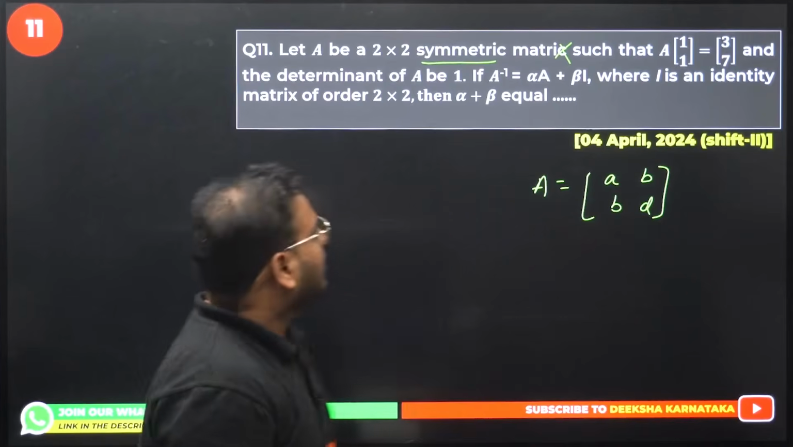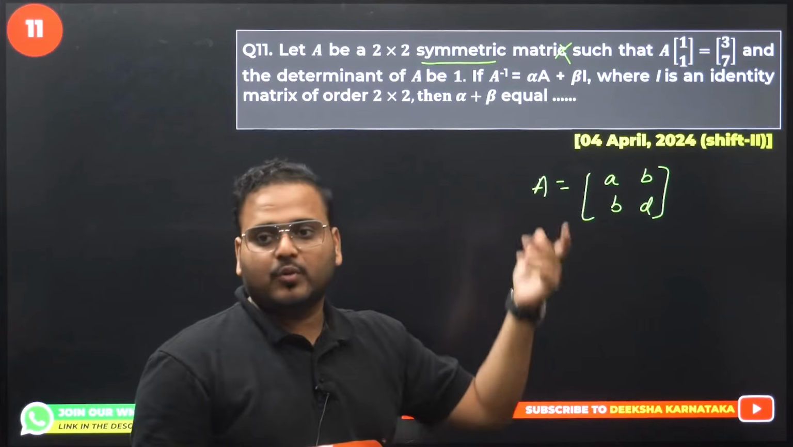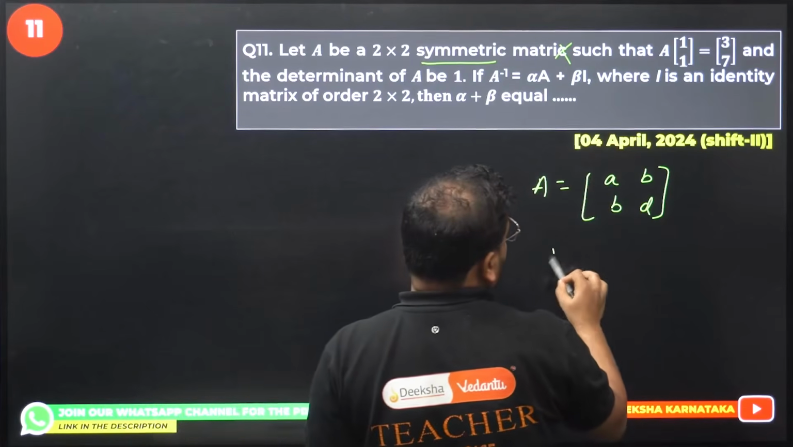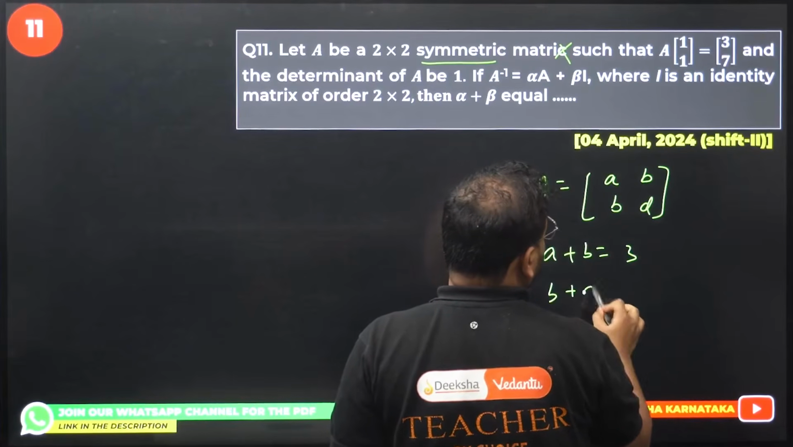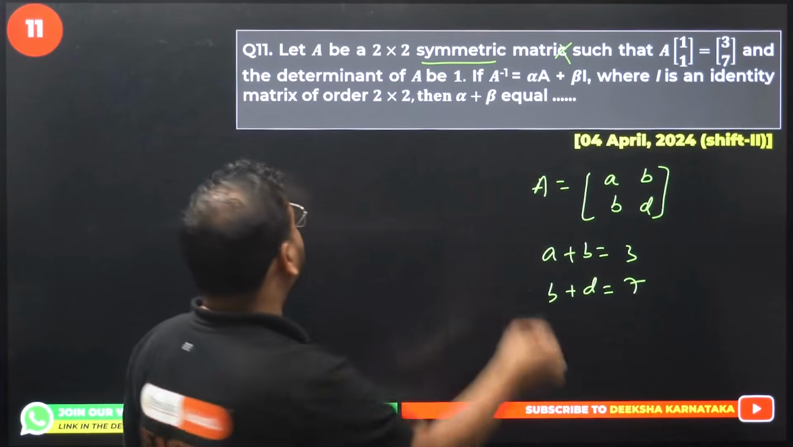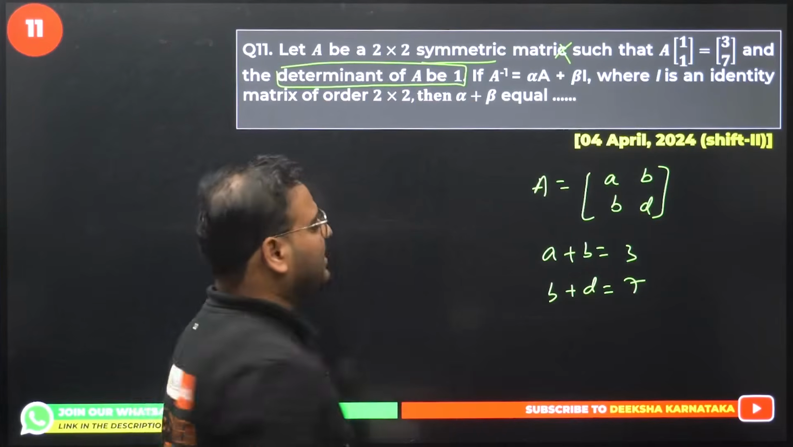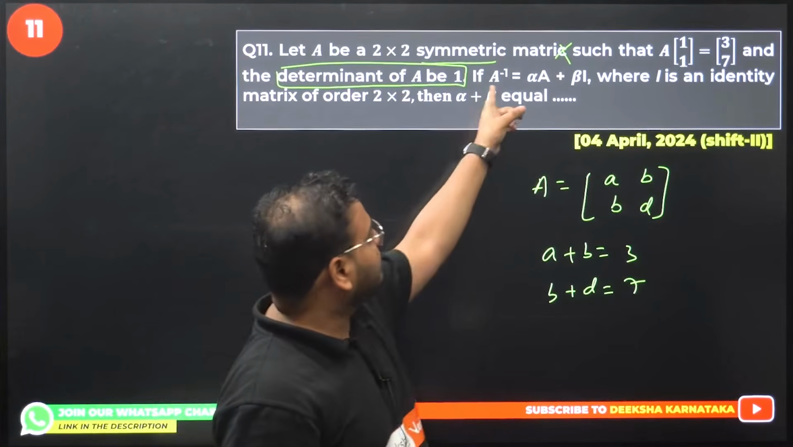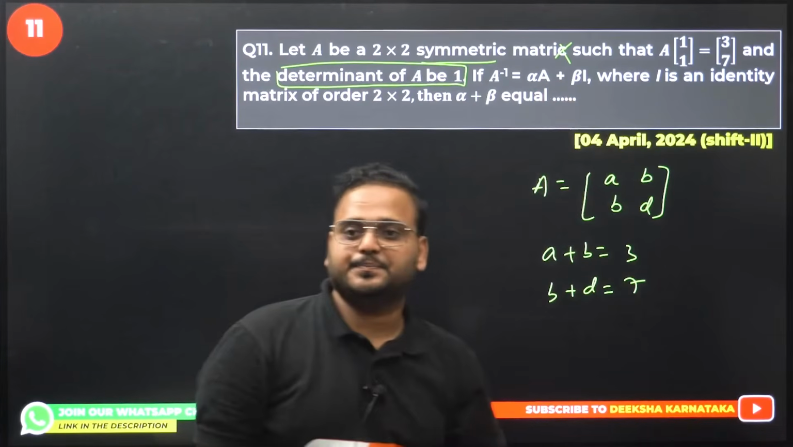Okay, and they're saying multiplication of that with 1 1 is giving me 3 7. So do one thing, apply the multiplication from here, you will get A plus B as 3 and B plus D as 7. From here onwards, solve this using the condition that the determinant is equal to 1. Use this to find the value of A, B and D, and from there find the inverse of the matrix A and compare with alpha A and beta I.